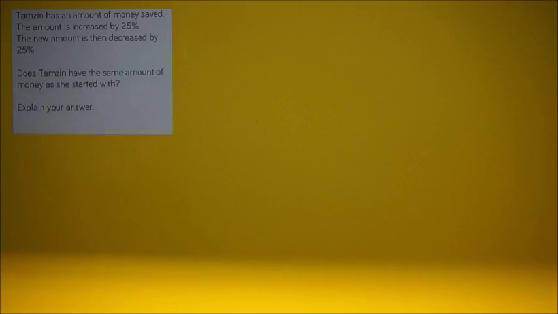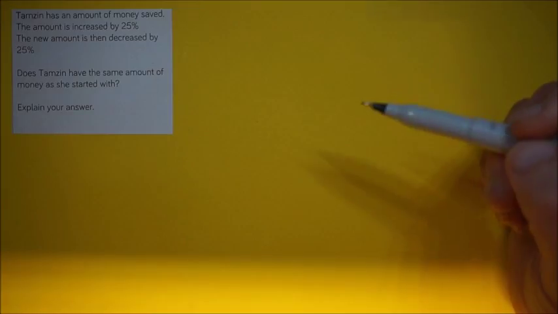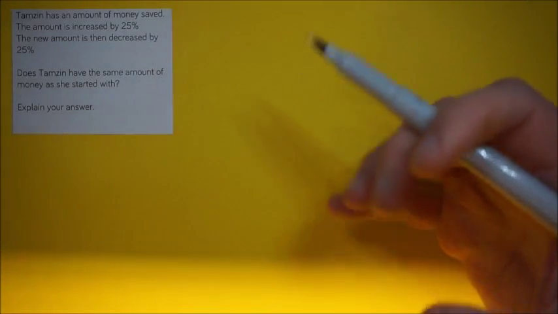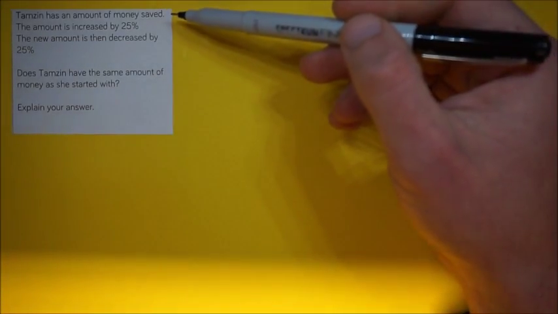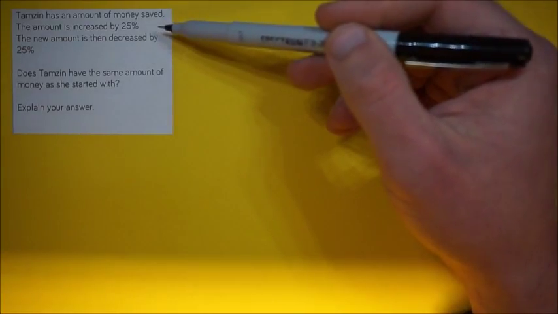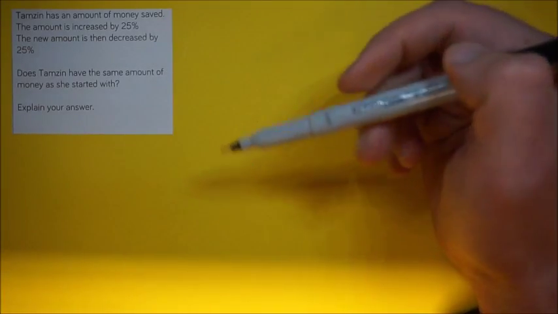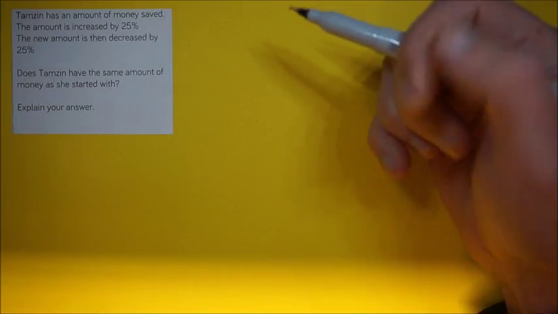Okay, your time is up, so let's see if we can have a look and find out an answer. To explain my answer, I'm going to put in a number that I think could represent Tamsin's amount of money, carry out the calculations and see what happens. I'm just going to pluck a number out of thin air. I'm going to go with 200.